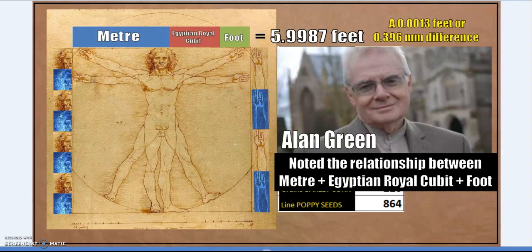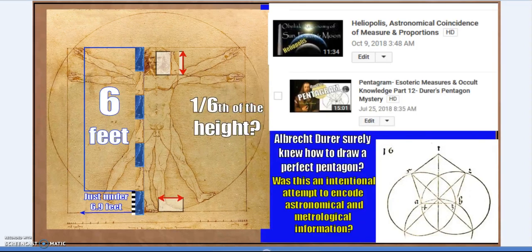But what's also important is that this difference of 0.0013 feet, or 0.0396 millimeter difference, is barely worth mentioning. However, this apparent error also contains interesting links to other apparent errors in other ancient measuring devices, such as the Salamis stone. And this is an important theme because I touched on it and mentioned it in the last episode.